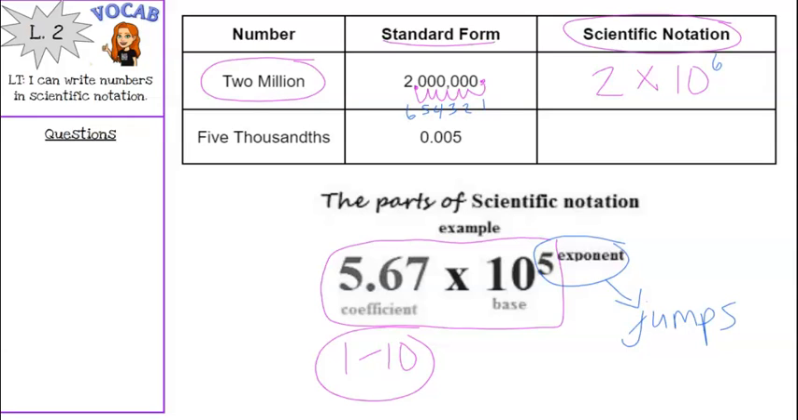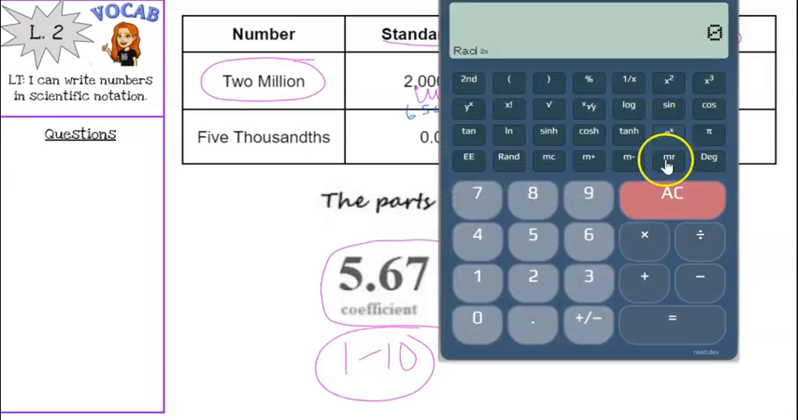And we can always check our answer in our calculator. So if I do 2 times 10 to the power of 6, we get the number 2 million. So you can see it on the calculator. So that is that number in scientific notation.